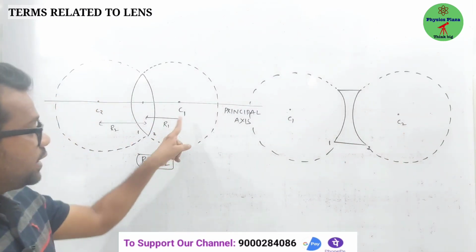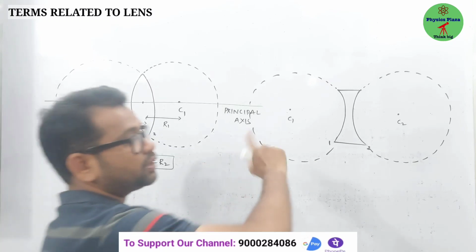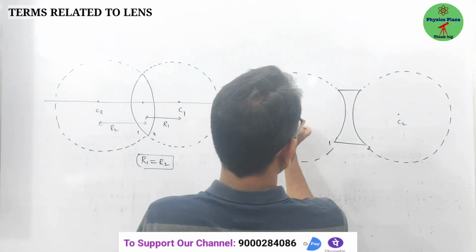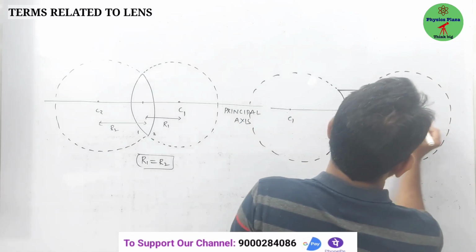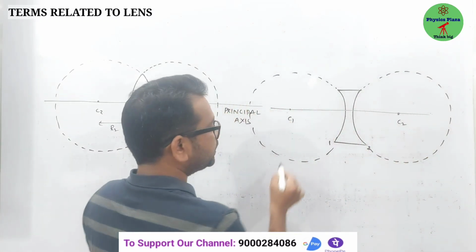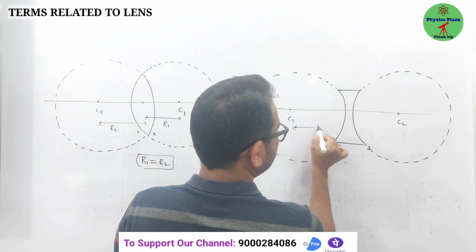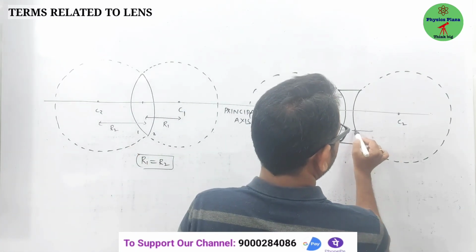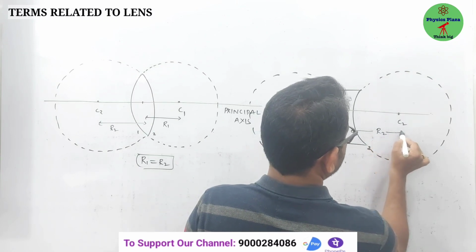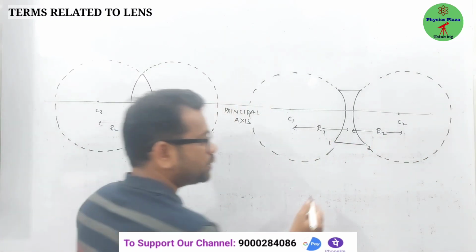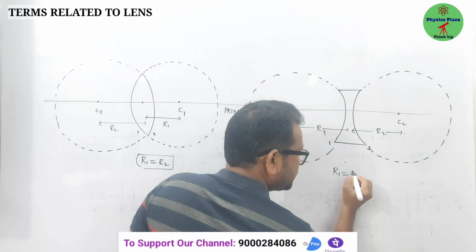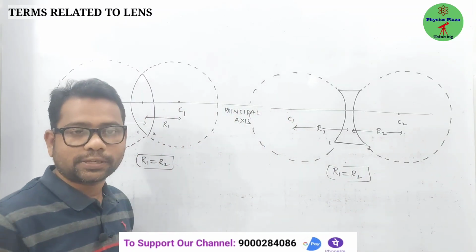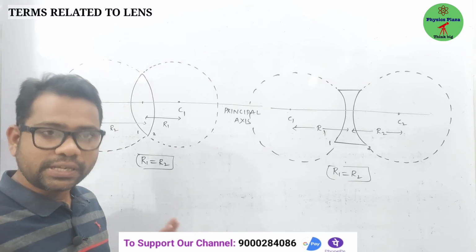For the convex lens, here we are getting C1, here we are getting C2. But for the concave lens, it is quite opposite. The line which joins these two centers of curvature is called the principal axis. And here the radius of this sphere is called the radius of curvature. Here is the second radius of curvature, and here is the first radius of curvature. Same case here also. If R1 is equal to R2, then such a concave lens is called an equi-concave lens. Is that clear?